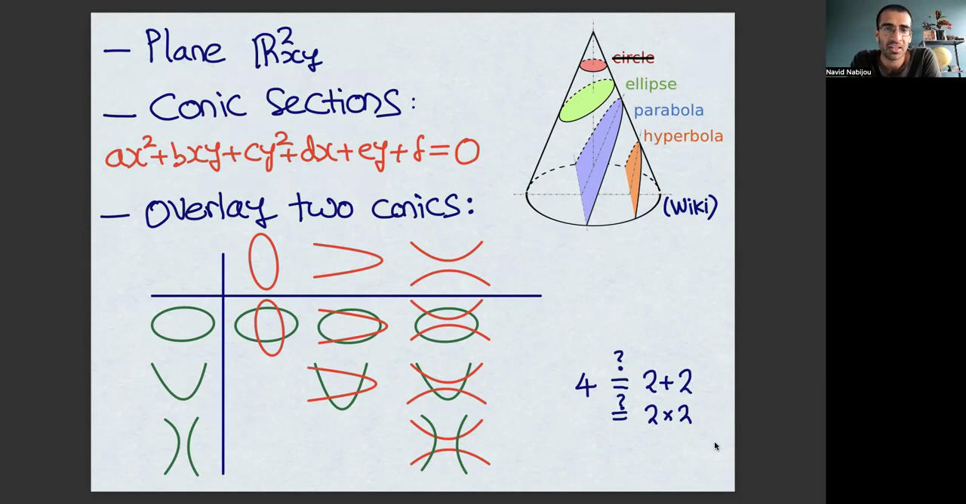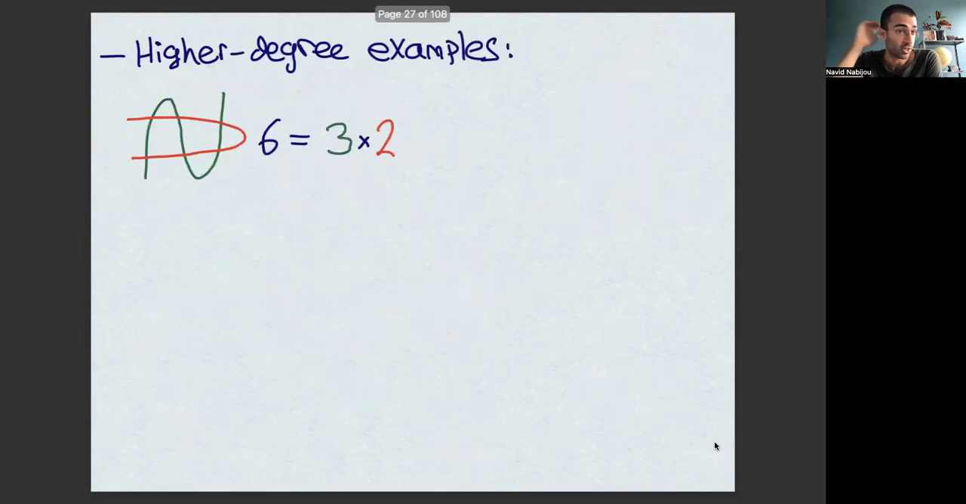This is mathematics. In order to spot patterns, we do more examples, right? So let's do some higher degree examples. Here I've taken a cubic in green and intersected it with a conic in red, and we count up 6 points. So that's the degree of the cubic times the degree of the conic.